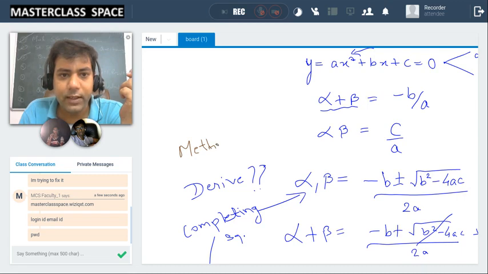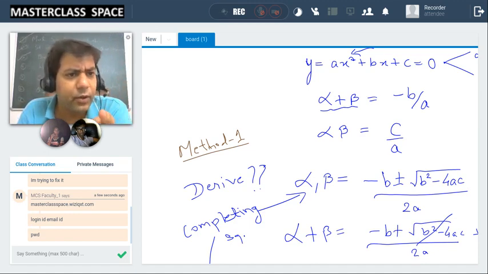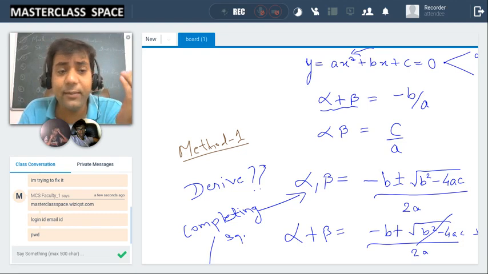Now you see the method 2, which I have done, it is from the basics. I didn't use any derived thing. I just divided, I multiplied, I compared the coefficients. Everything was fine, my dear friends? This is the basic.